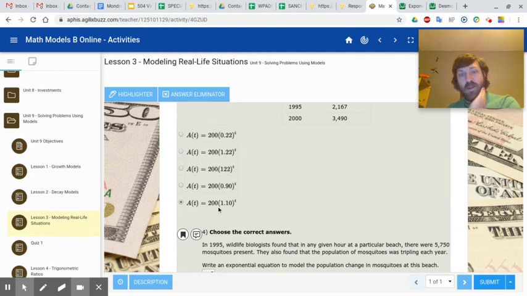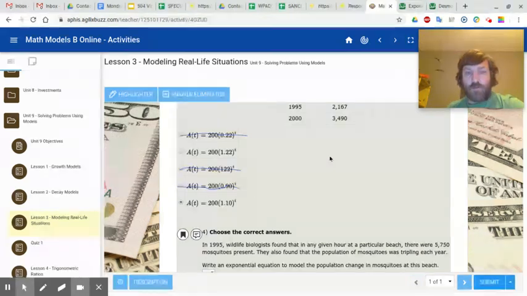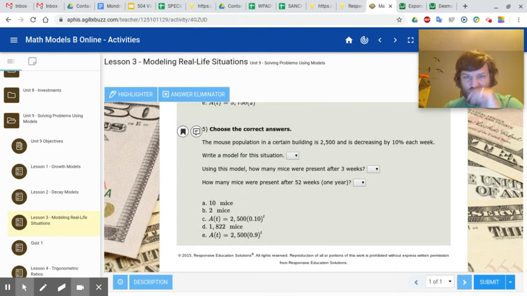Because it's growth, it has to be greater than 1. So already before we even did that, we could have eliminated, let's see, that's decay. That's 122 times as much. That's decay as well. So it had to be one of these. We just needed to know what that B term was. And so we can see it's this one right here. So that's pretty much what you do there. I'm just going to check these other ones. All right.